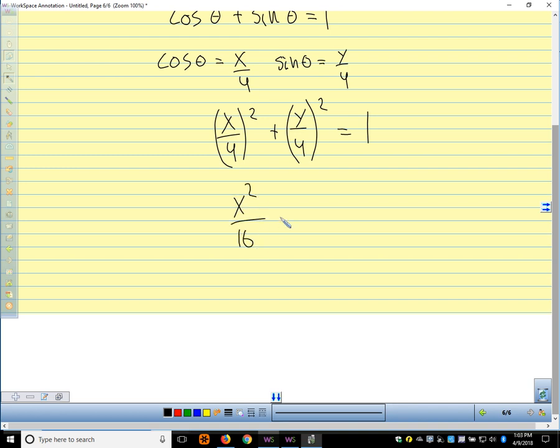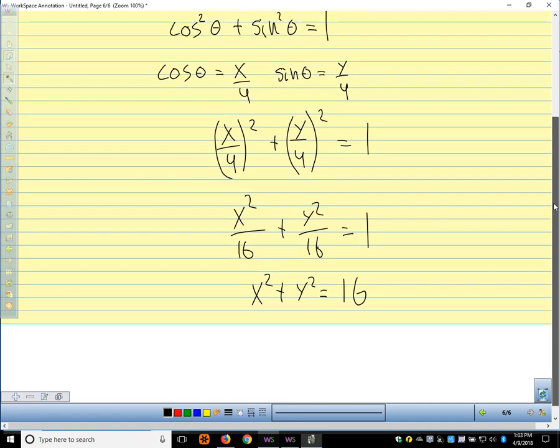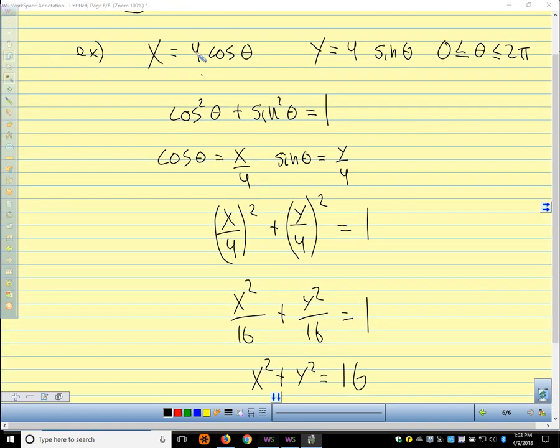X squared over 16 plus y squared over 16 equals 1. Multiply everything by 16. And that is a circle with radius 4. This is the parameterization for a circle with radius 4 with the center at the origin.